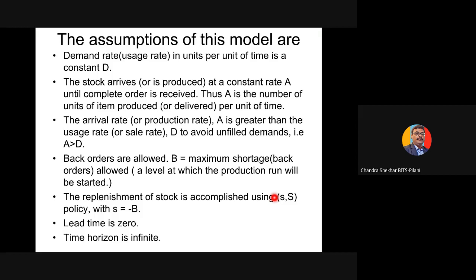As we have sufficient inventory, we stop the production. So A, the number of units of the item produced or delivered per unit time, the arrival rate A, must be greater than the usage rate D to avoid unfilled demand. That is, A must be greater than D. The maximum shortage or back order allowed, that limit is B. Means more than B demands we cannot afford.